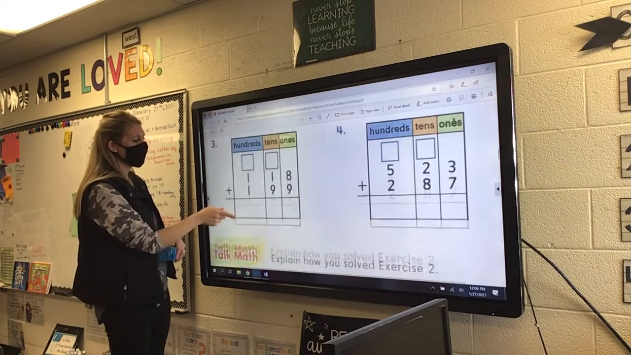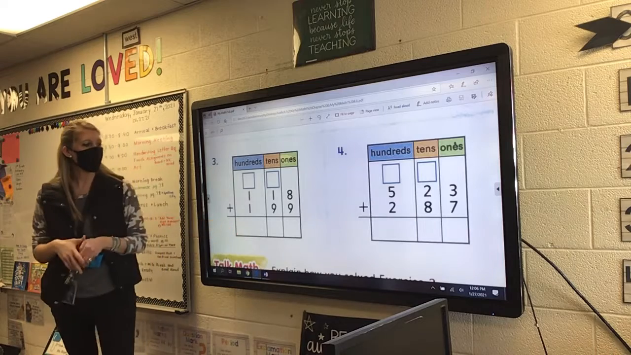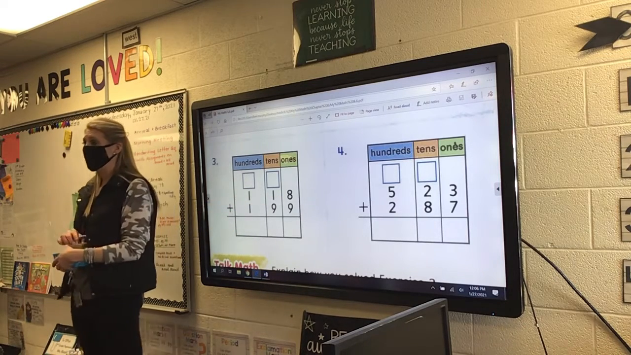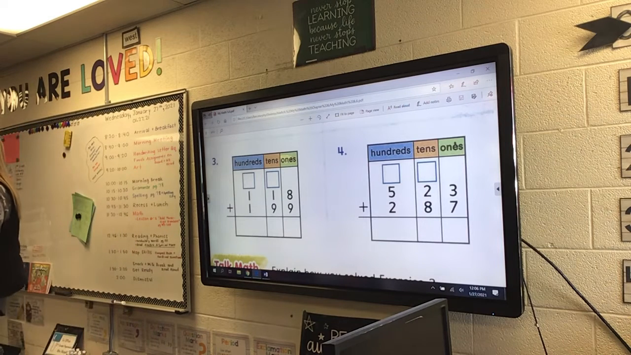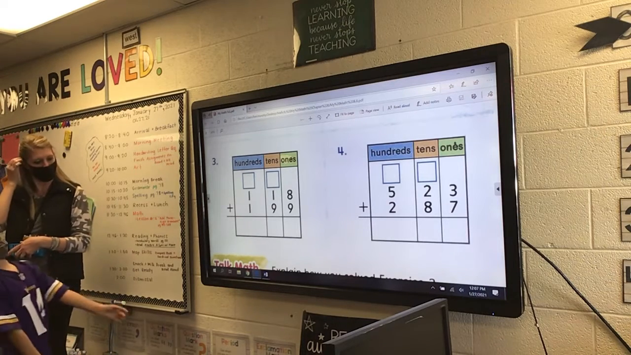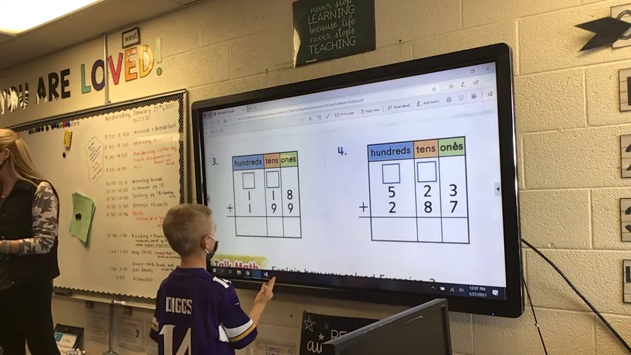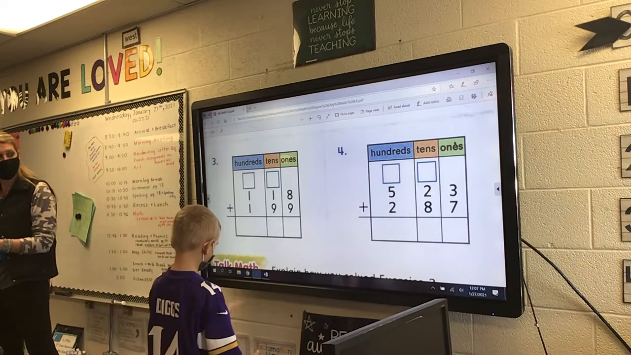All right, now let's go on to the next one. Number 3, I have 118 plus 199. Let's draw a stick. Lewis, go. All right, I want you to do this one on your own, and then we'll check to see if Lewis and you got matching answers. We'll just make sure that he's doing it right.